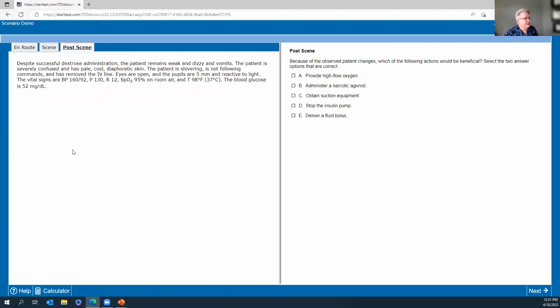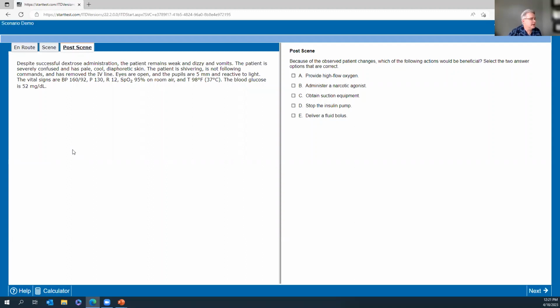So despite successful dextrose administration, the patient remains weak and dizzy and vomits. The patient is severely confused and has pale, cool, diaphoretic skin. The patient is shivering, is not following commands, and removes the IV line. So there's a status change here. Eyes are open, the pupils are 5 and reactive.